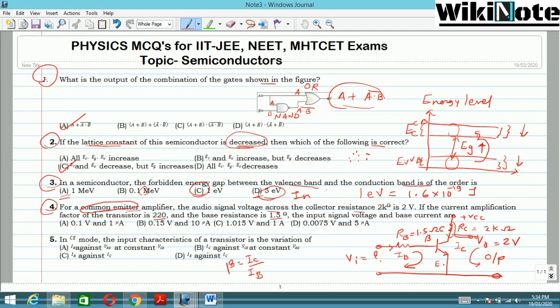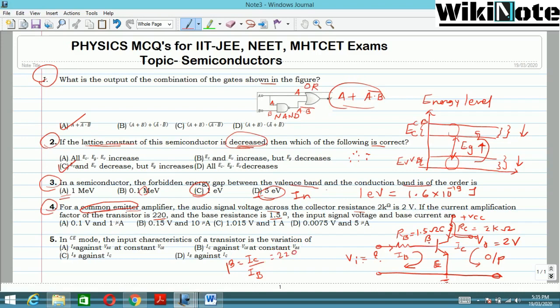Now what is common emitter? See guys, this emitter terminal is common between my input side and output side. So that's why this is called common emitter configuration, and it is connected to ground. Now beta is given, which is equal to 220.